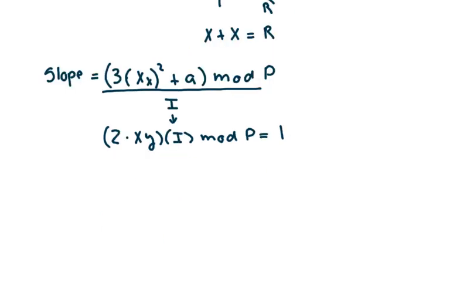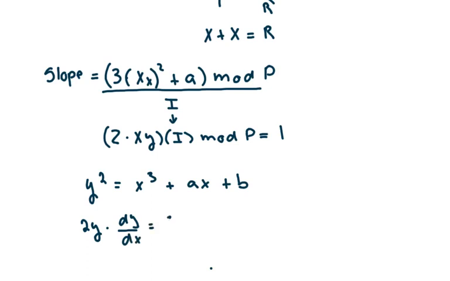But to actually derive how to find the slope in this situation, you have to take the derivative of y squared is equal to x cubed plus ax plus b, which is the equation that an elliptic curve is defined over. To take the derivative of this, you would first execute chain rule, so 2y times dy dx is equal to 3x squared plus a.